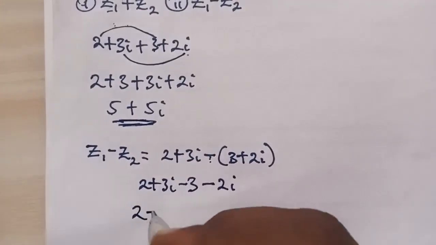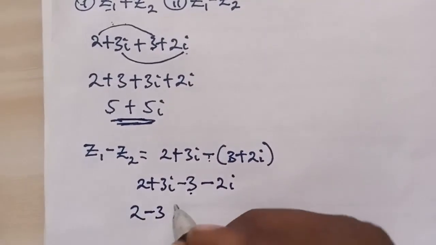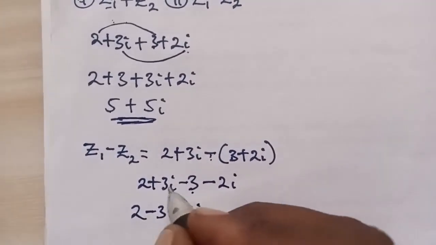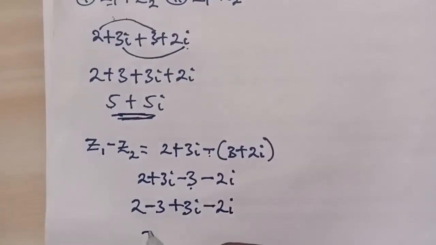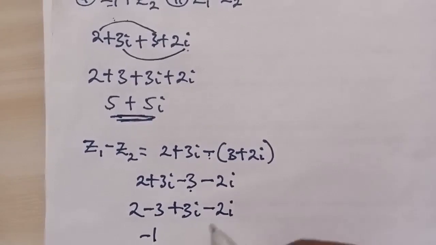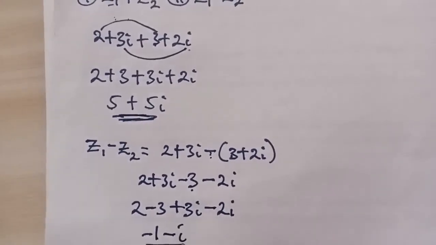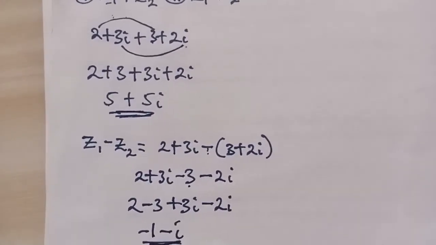Now you go ahead and collect your like terms. You have 2 minus 3, that's this and this, plus 3i, that's this, minus 2i. So what you have here is minus 1. What you have here is minus i. That's your answer.